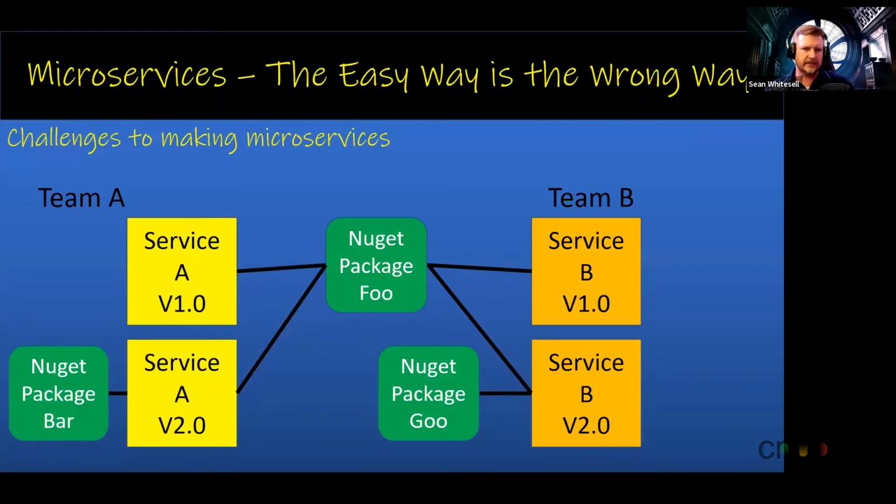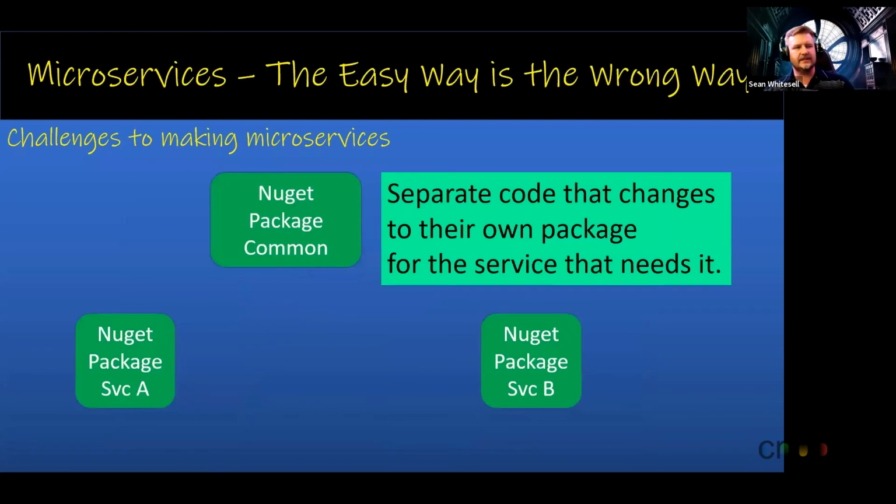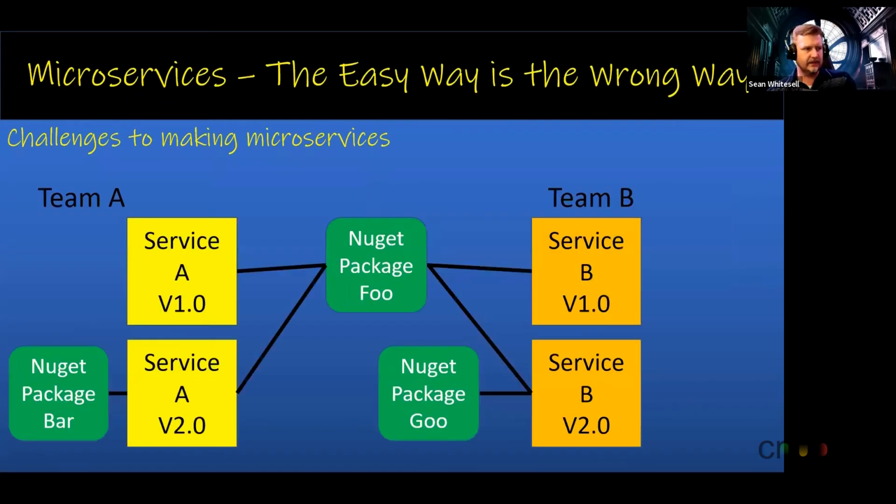And you notice that the microservices are still reliant on a center NuGet package. Well, that's because there's just code that they haven't decided that they need to split apart yet. So yes, duplicate some of your code when and where it makes sense to do so. But as soon as there's a breaking change that affects others, you want to avoid that. You need to avoid that tight coupling situation. So my advice then is to separate the code that changes to their own package for the service that needs it.